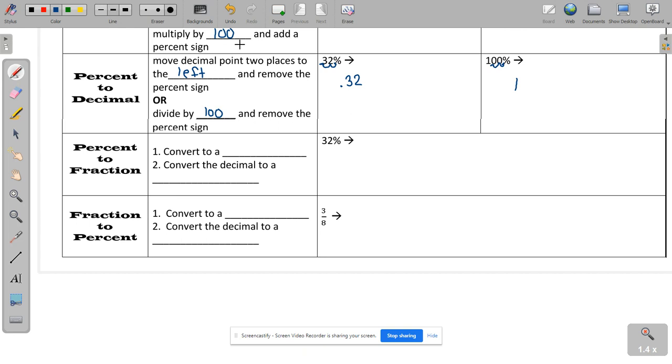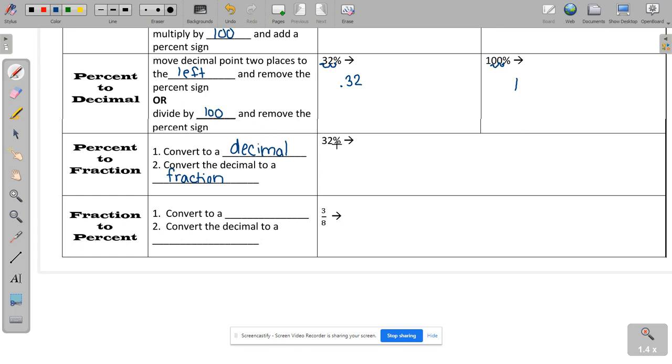Okay, now let's look at percent to fractions. So there's 2 steps to this. We have to convert the percent to a decimal. And after converting it to a decimal, we have to make it into a fraction. So it's applying 2 of the ones that we previously did. So percent to a decimal, then decimal to a fraction.